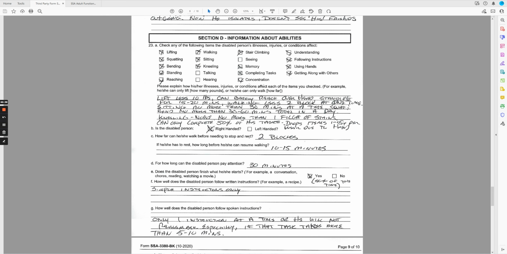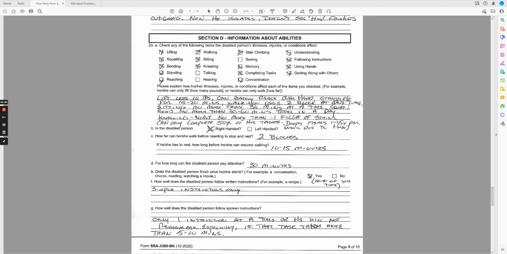How long can he sit? Sitting no more than 30 minutes at a time. Squatting and bending no more than 30 to 60 minutes total in a day. Not 30 to 60 minutes at a time. Maybe he can only squat for 1 minute at a time, but in a total day, if you were to add up all the times he could squat, it would be 30 minutes. If you don't know, just say, I don't know.